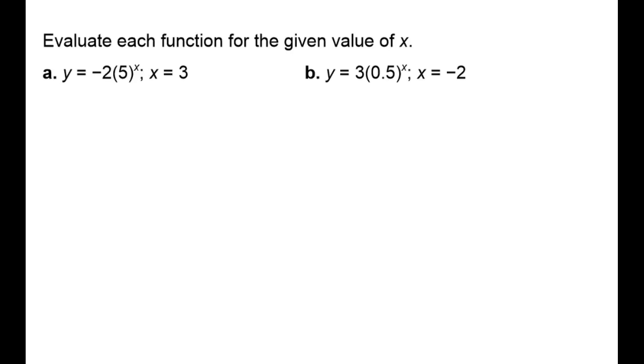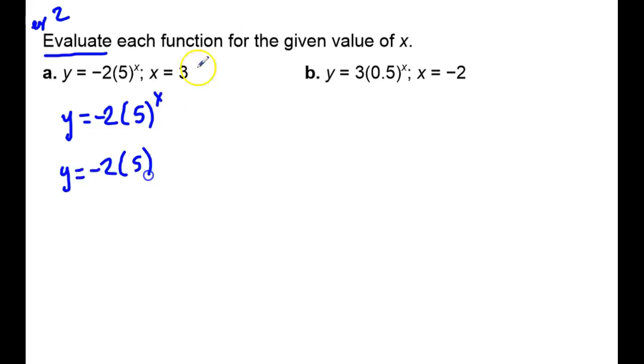Now we're going to be evaluating. This is example number 2 if you're following along in your book. I need to evaluate each function for the given value of x. And remember, when I see evaluate, that means I'm just plugging it in and trying it out. So let's look at a. I've got y equals negative 2 times 5 to the x, for x equals 3. The first thing I do is substitute. So y equals negative 2 times 5, and my x is now 3, because I was told that's what we're looking at here, x equals 3.